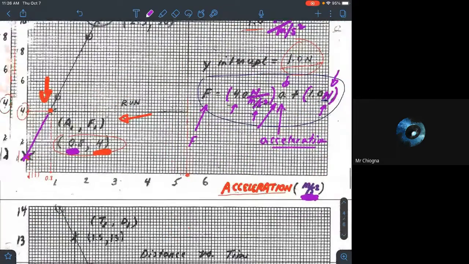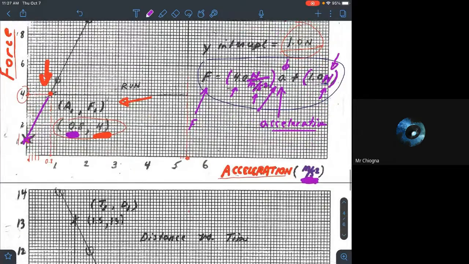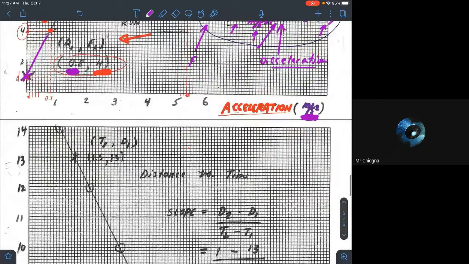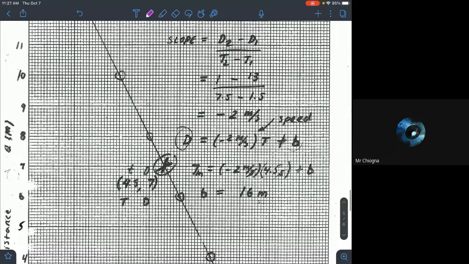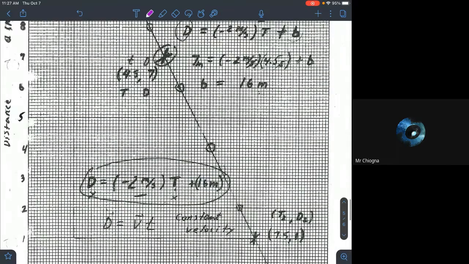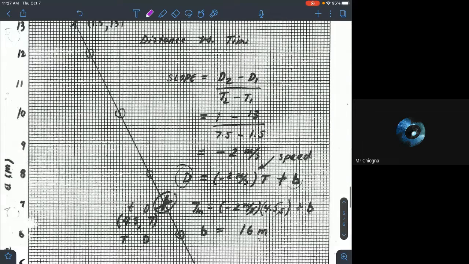Okay, now, the next graph was the distance versus time. When you plot it, it should look like this. I'll go over the slope value and y-intercept in a second, but it should look like this, a negative slope. Slopes downwards, which means negative. Okay, let's calculate the slope, and then we'll come to the y-intercept.